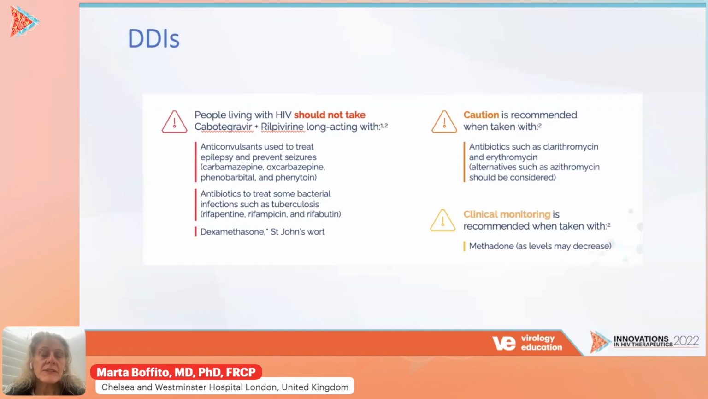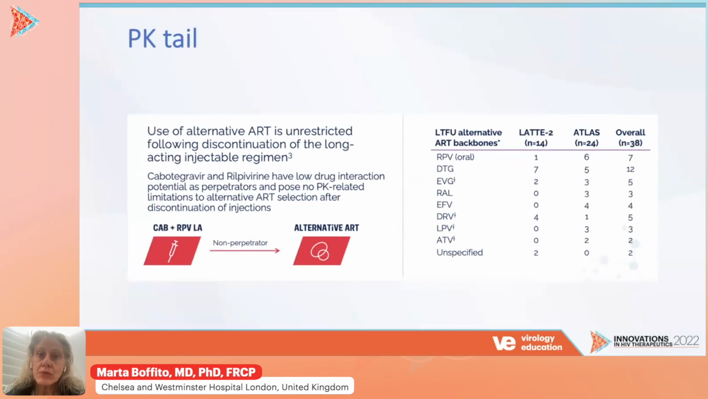So you can see the number of interactions to remember is limited, and this is really important in case we need to start antiretroviral therapy orally following the discontinuation of long-acting cabotegravir and rilpivirine. Because cabotegravir and rilpivirine are non-perpetrators of drug-drug interactions, any other antiretroviral can be used to cover the PK tail following the discontinuation of administration of the long-acting. So you can see what happened to the people from the phase 2 and phase 3 trials who stopped the long-acting. They took any possible other agent in combination with NRTIs.